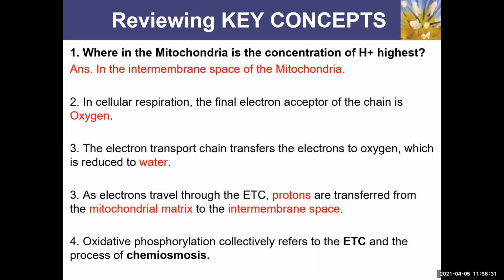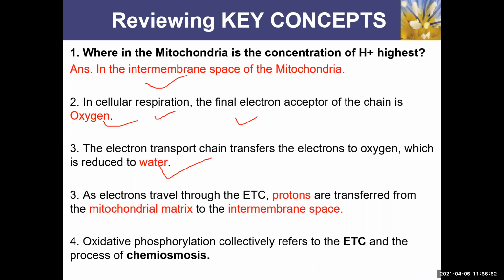So now, where in the mitochondria is the concentration of H positive highest? It is in the intermembrane space. Okay, I'm just kind of wrapping up everything. In cellular respiration, the final electron acceptor is oxygen, which we already spoke about. The electron transport chain transfers the electrons to oxygen, which is reduced to water.